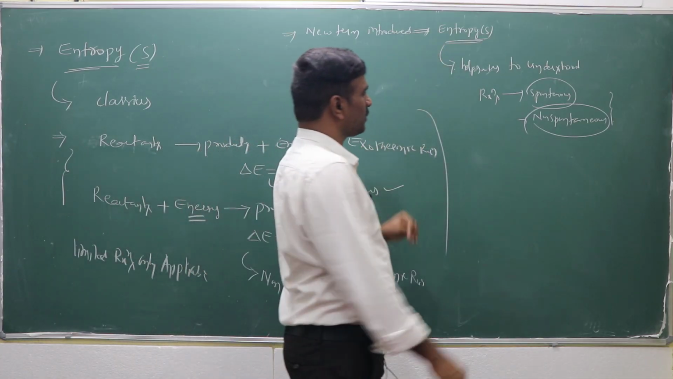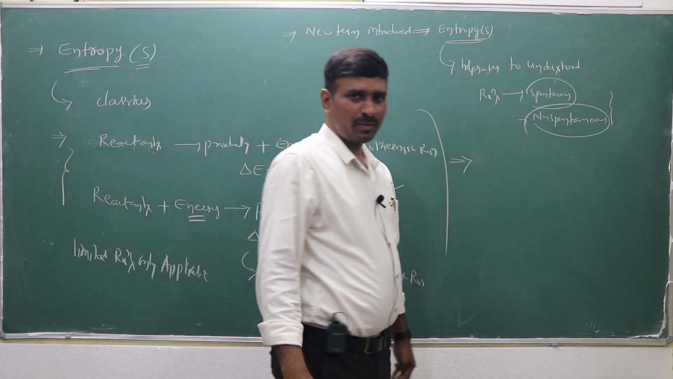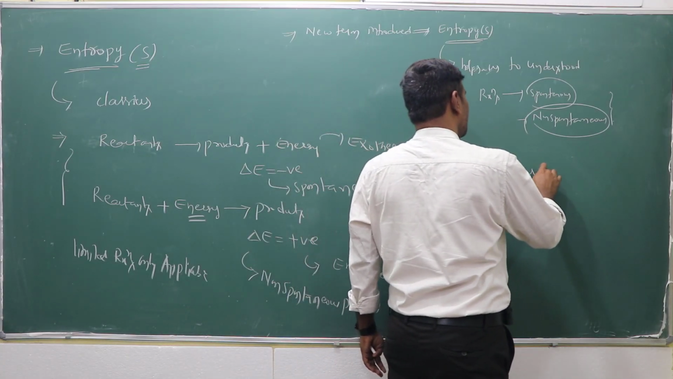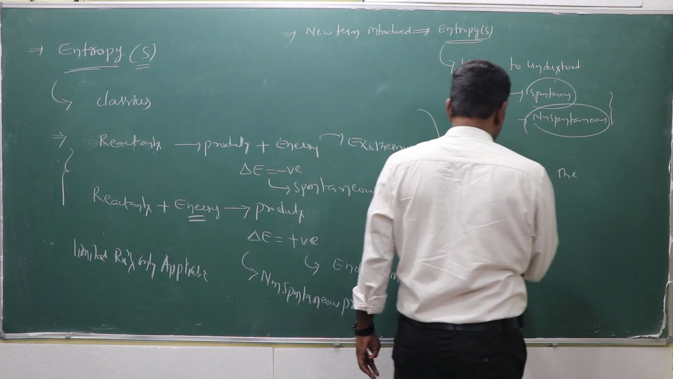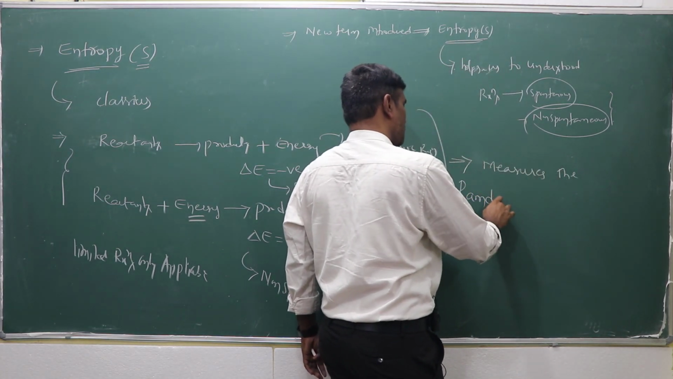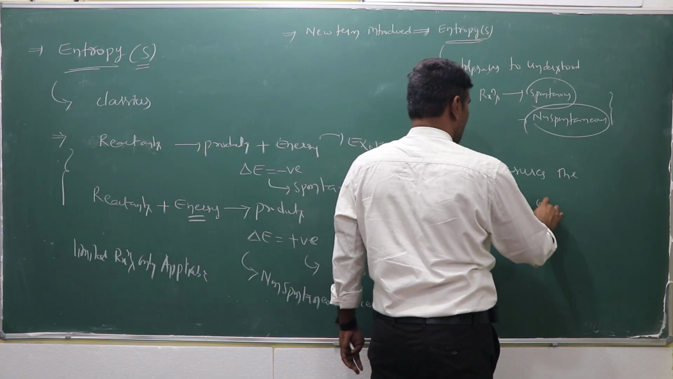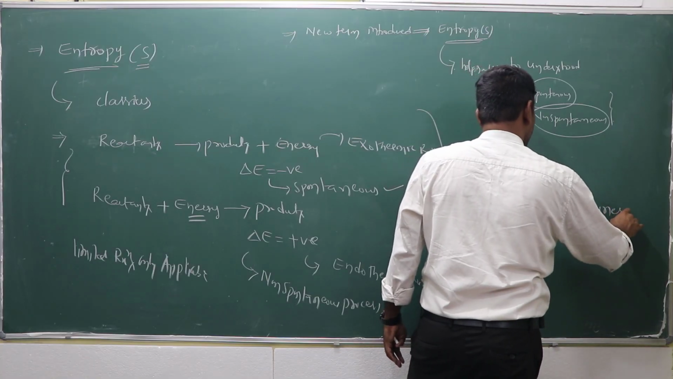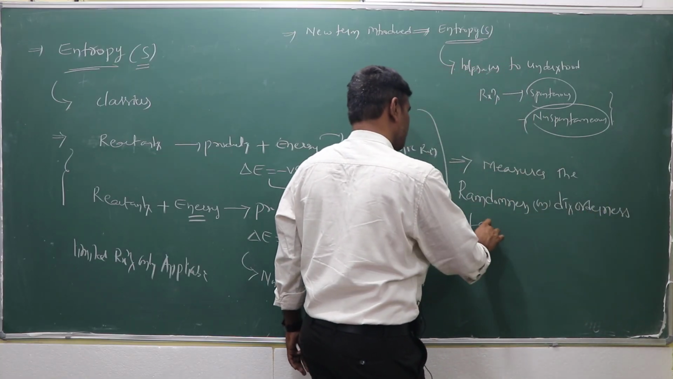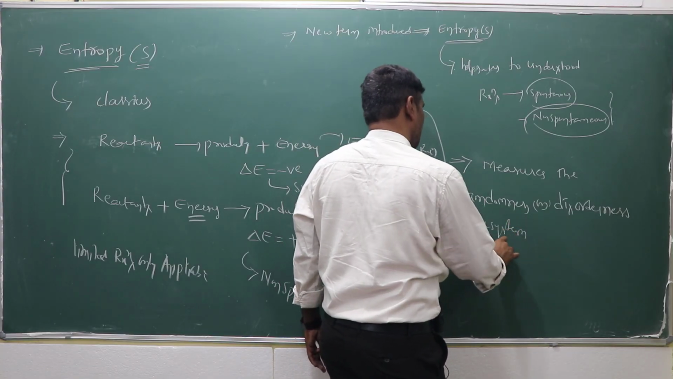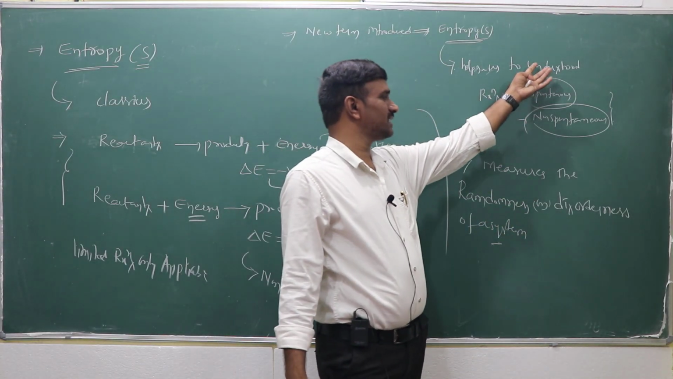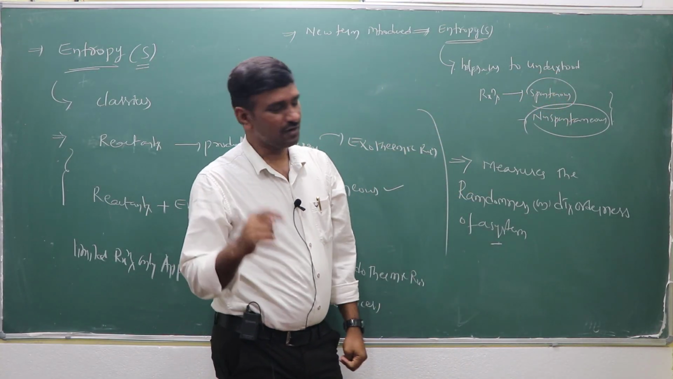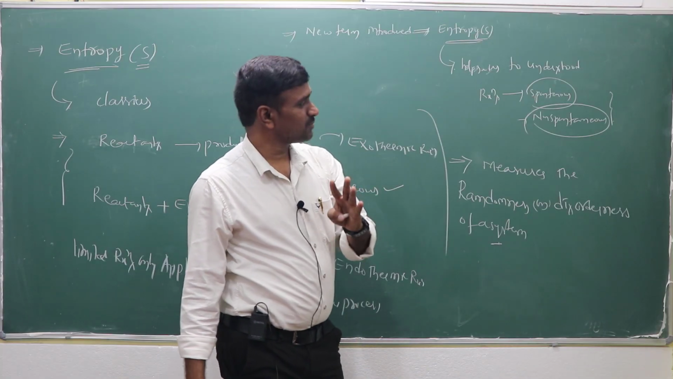Right? And also, entropy can measure the randomness or disorderness of a system. Another one may be there. One is that it helps us to understand whether a particular reaction is spontaneous or non-spontaneous. How it is spontaneous or non-spontaneous, I can explain later.